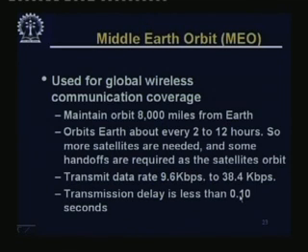Then we come to a middle earth orbit or MEO satellites. These are used for global wireless communication coverage, and maintain orbit about 8,000 miles from Earth. Now, the moment you come out of the geostationary orbit, the satellite cannot remain stationary over somebody's head any longer. The satellite will necessarily move over your head.